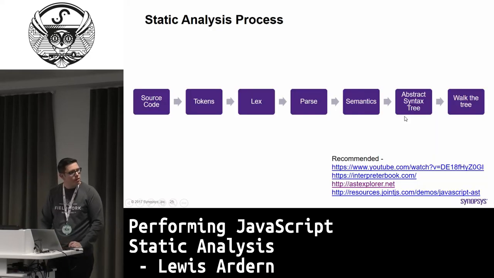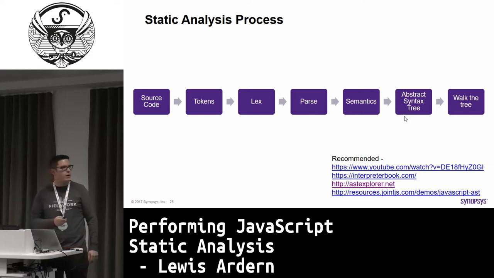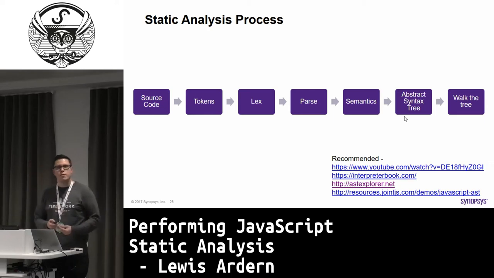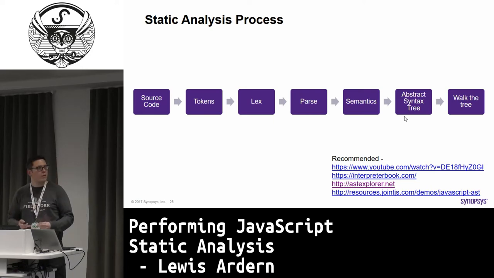Okay. I'm going to go into a bit more detail about using an AST to parse code in a little bit, but I would highly recommend taking a look at these resources if you're interested in this area. The first video is very good, and it talks about how to build a programming language from scratch. The interpreter book is very good about building your own interpreter and language. Obviously, the AST Explorer is very good for understanding what an AST is and how you can pass it, or things you might require. And then there's also this resource which visualizes ASTs and gives you a representation.